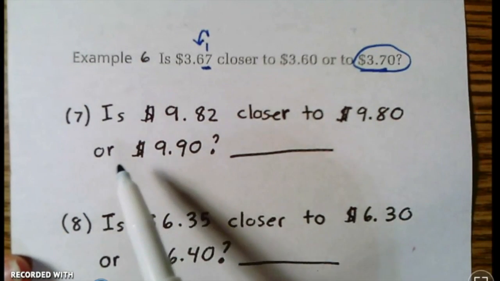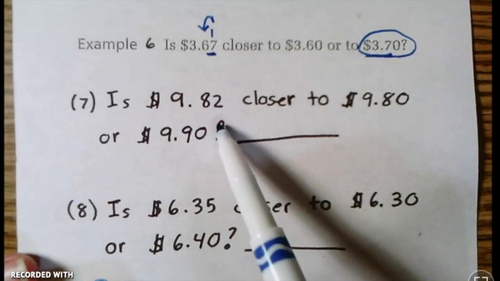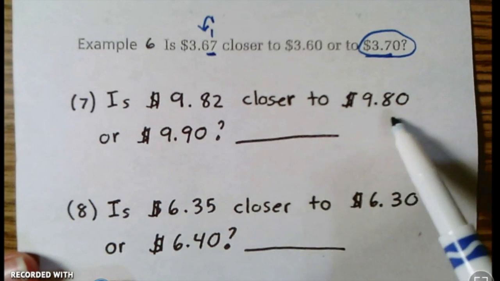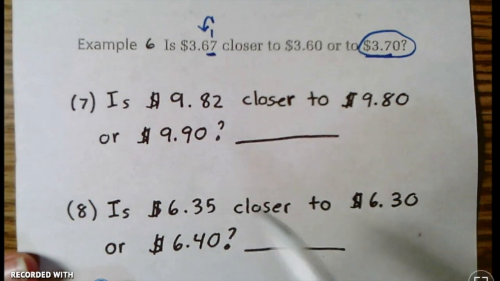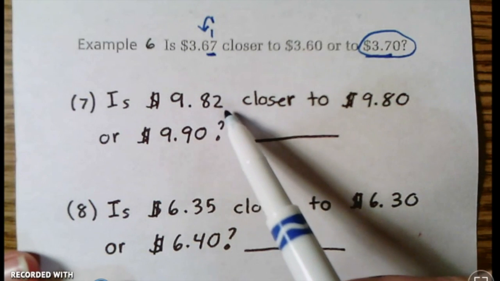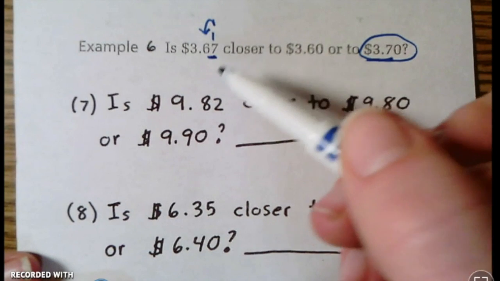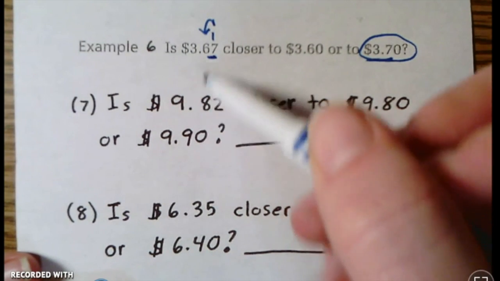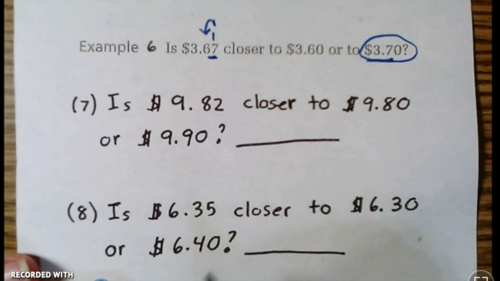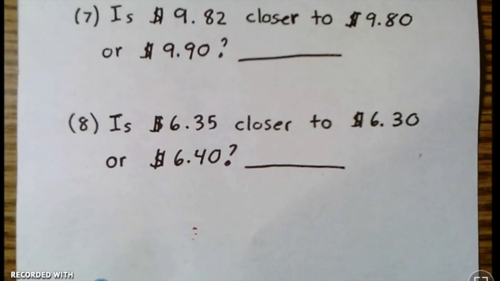Okay, this question, is $9.82 closer to $9.80 or $9.90? So remember, you're going to look at this 2 to decide is it closer to 0 or is it closer to 10, in which case it's going to add a 1 in the tenths place. All right, also try number 8 on your own. Go ahead and bring these to class, and I look forward to seeing you. Go ahead and get to work.